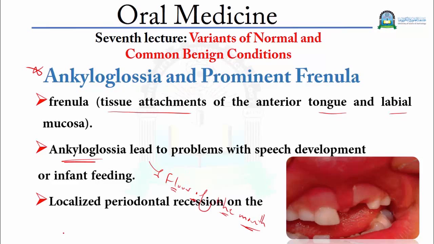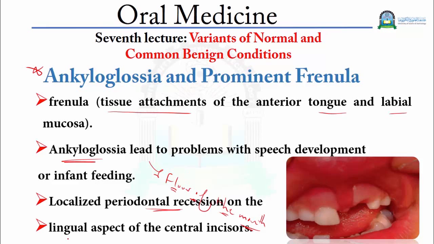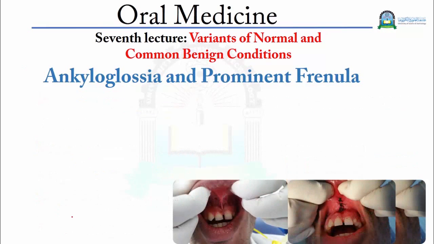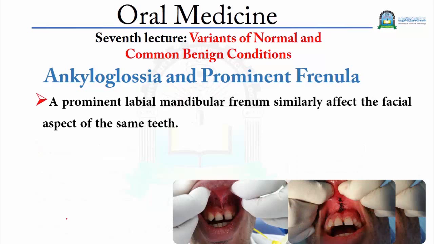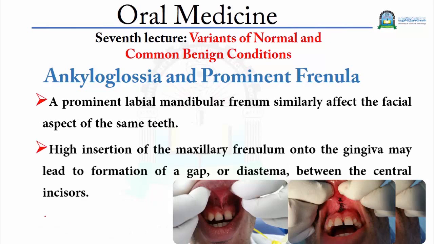Also, there might be periodontal recession due to attachment of the labial or lingual mucosa at the associated teeth. A prominent labial mandibular frenum similarly affects the facial aspect of the same teeth. High insertion of the maxillary frenum onto the gingiva may lead to formation of a gap or diastema between the two central incisors, as we see in this case.